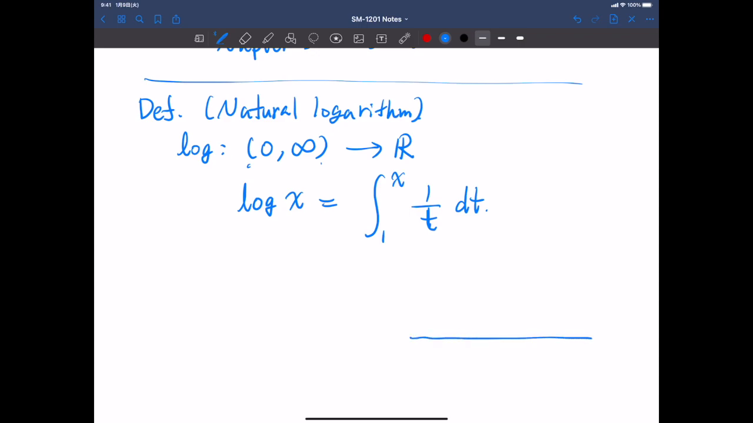Okay, so if we plot this function 1 over t, it looks like this. So t and 1 over t is something like this. It's a decreasing function. So when t is 1, this value is 1. And this integral means the area under the curve. So suppose this is x. In this case, the value of log x is this area.